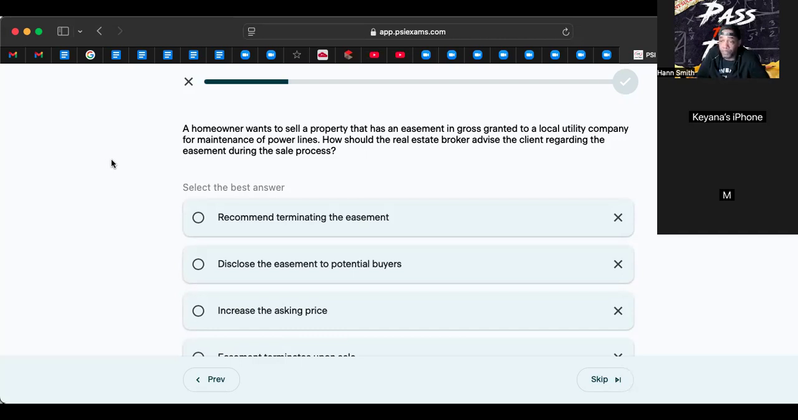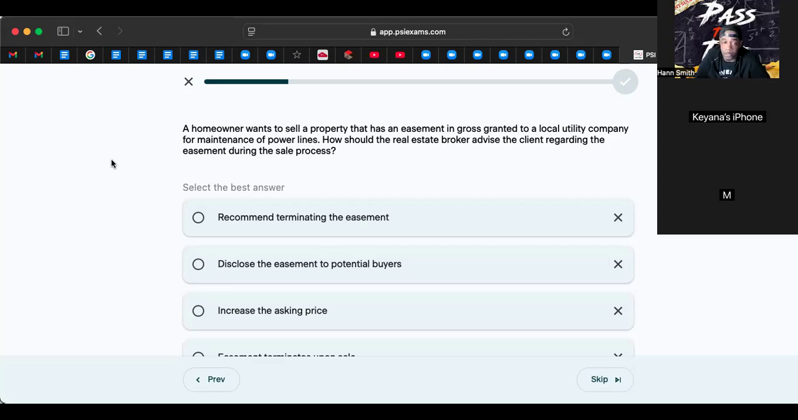So, painting the scenario, you've got a property that you're going to see with a buyer. You get to the property, or no, you're there with the seller, and the seller says, "Hey, we have an easement in gross with the utility company to maintain the power lines in the back." So as the listing agent, what advice should you give to the owner? How should the real estate broker advise the client regarding the easement during the sales process?